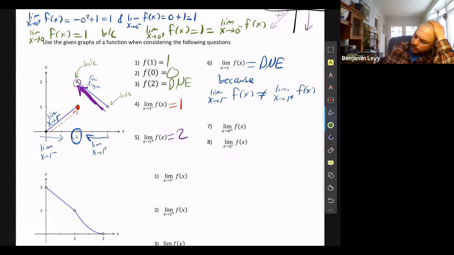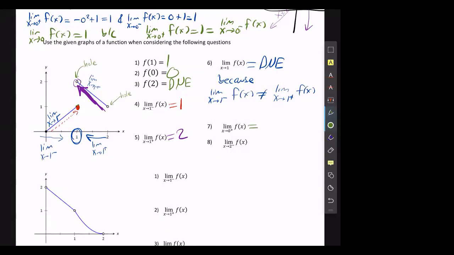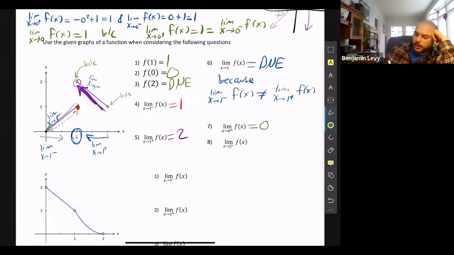Thoughts about either one? What does the right-hand limit at 0 equal? 0. Good. Right, we're walking down this graph right here towards 0.